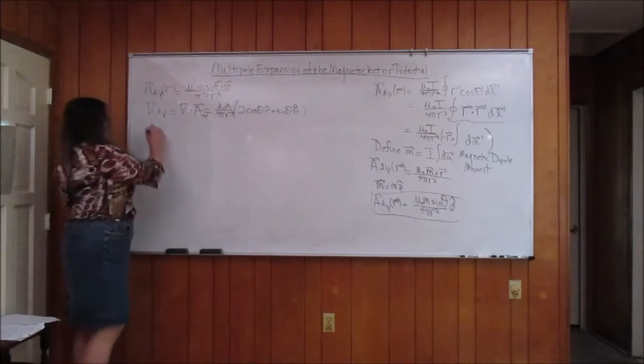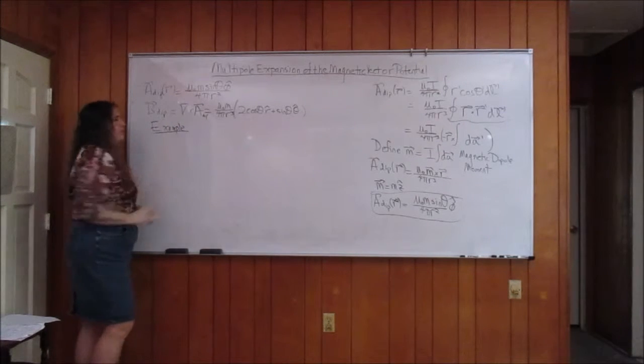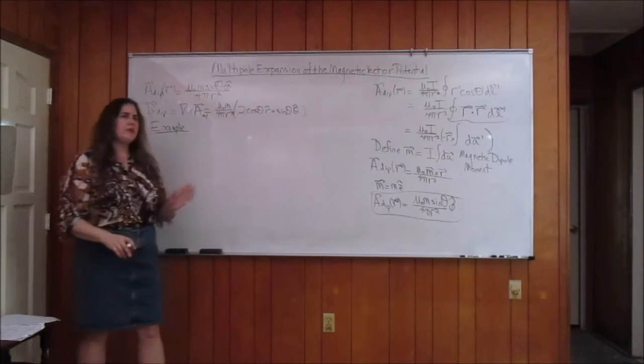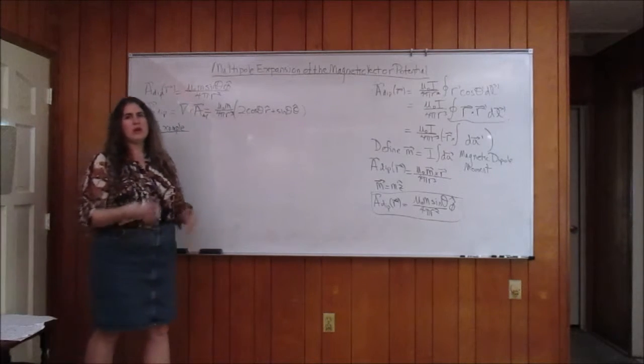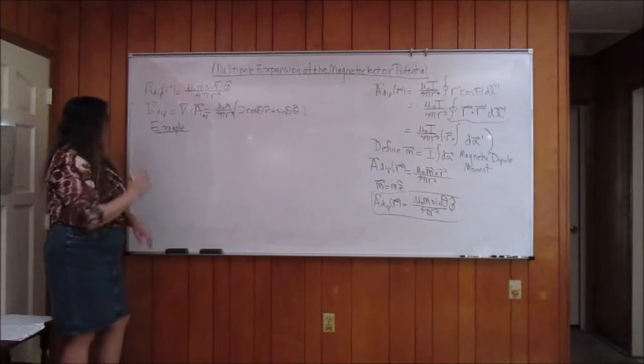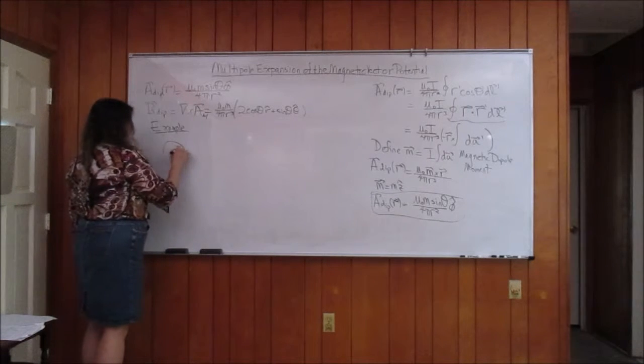Okay, let's look at an example. I'm going to work out a few examples. Some of them I will work out all the way. A few of them I'm just going to give you the setup for, so that you can work through the problems the rest of the way yourselves. Okay, so let's take a current carrying ring of radius r.